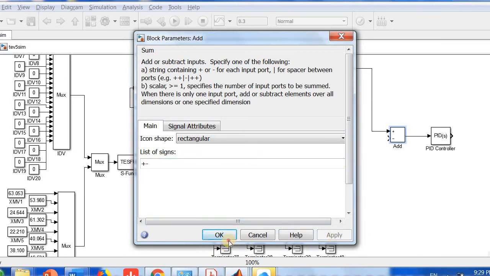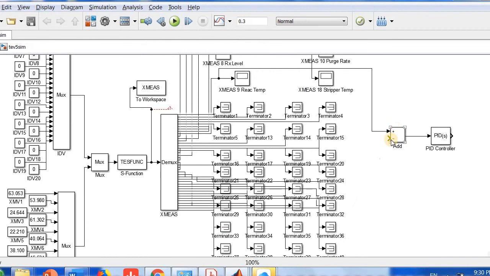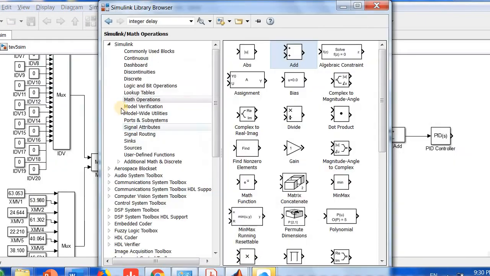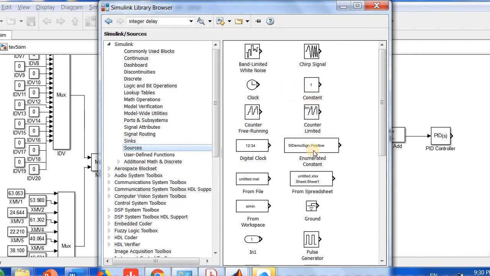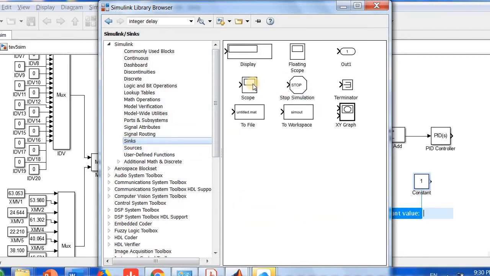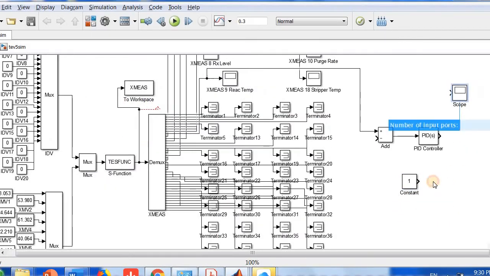Apply. So I have a plus and minus, and I need a constant value which comes from the sources, and I'll also take from the sink a scope so that I can have my figure later. So what do I have here? I have my error. Okay, so I have the error, it will enter here. So this is like T set point, right? T set point.